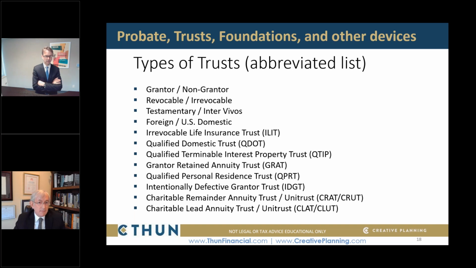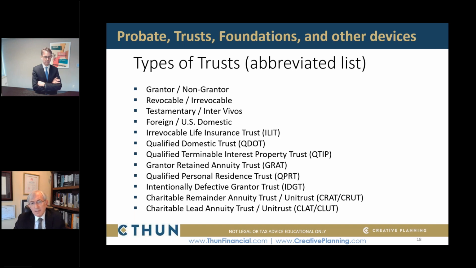Revocable or irrevocable is fairly self-explanatory. Either you can undo or not undo what you've just done in terms of setting up a trust. A testamentary trust is one established within your will, whereas an inter vivos trust is one that you establish whilst you're alive. Foreign or US domestic is a matter of, if it is a domestic trust, it has to satisfy a court test and a control test. In other words, the US has both legal and practical jurisdiction over the trust. And if it's not a US domestic trust, then it is a foreign trust if it fails those tests.